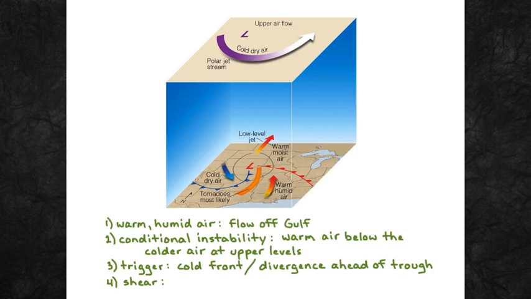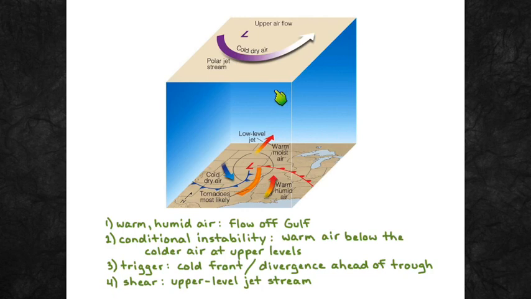And that shear in this kind of configuration is going to be provided by having the jet stream at upper levels. Because the jet stream is very strong wind, and if you're associated with the trough, it's either going to be westerly or sort of southwesterly, depending on which part of the trough you're looking at. And so you've got really strong winds aloft. You've got weaker winds down at the ground associated with the flow off of the Gulf. So that gives you a really strong change in the winds with height. It gives you a lot of shear, and that's what you need to produce supercells.